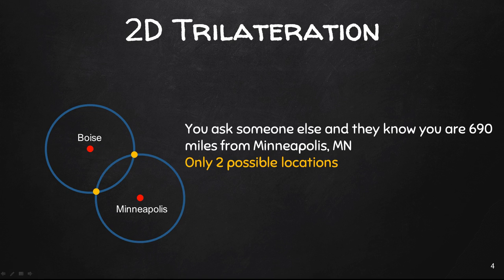Adding data from a second satellite narrows our position down to the region where the two spheres overlap. In this example, you ask someone else and they know that you are 690 miles from Minneapolis, Minnesota. So there's only two possible locations, and those are where the two circles overlap. You're somewhere where those two yellow dots are. You don't know which one, but you're on one of those yellow dots.